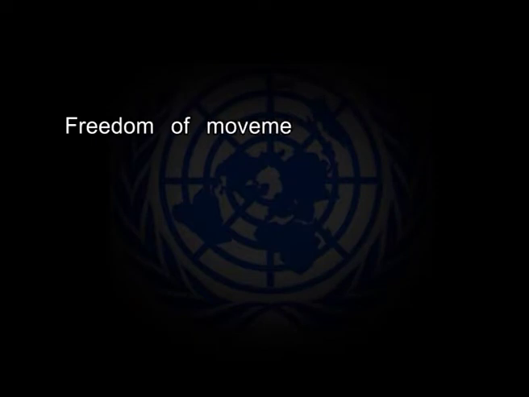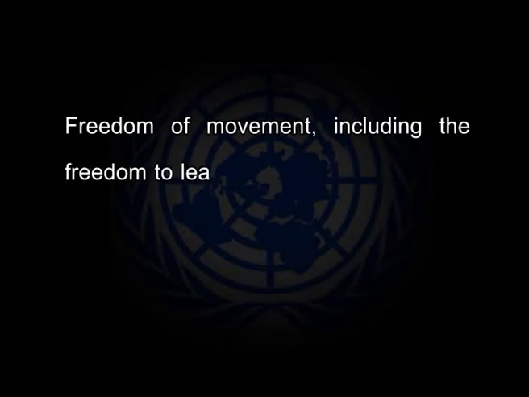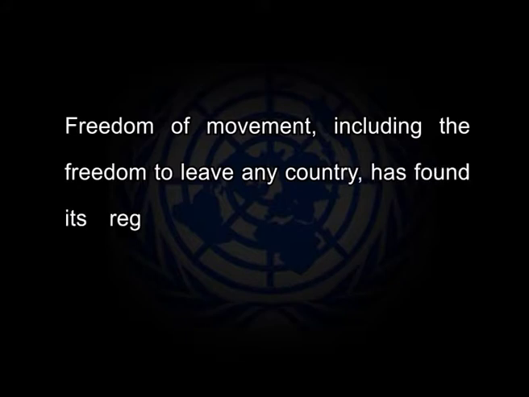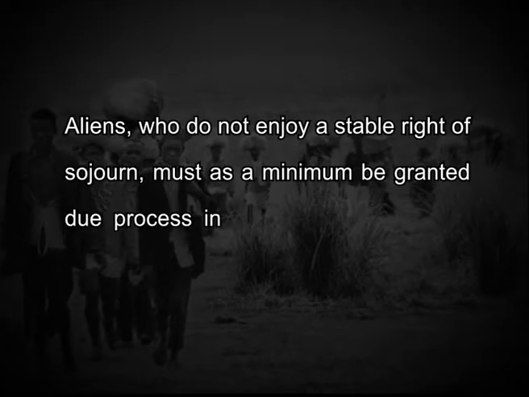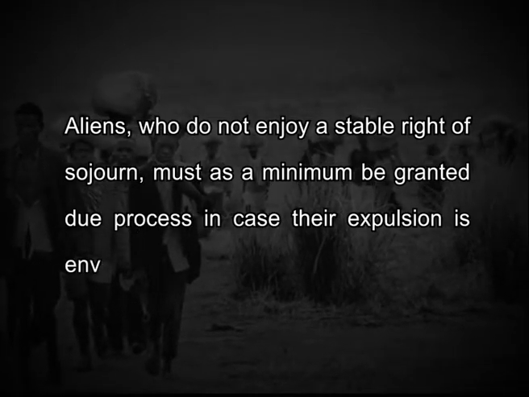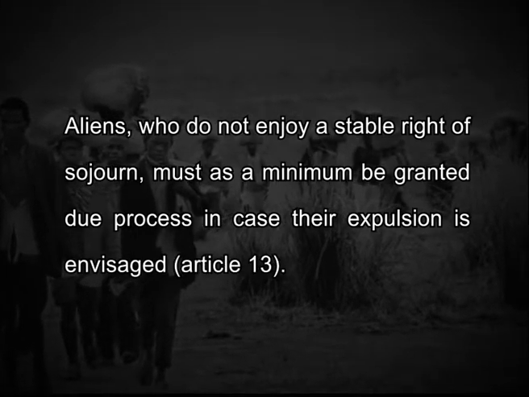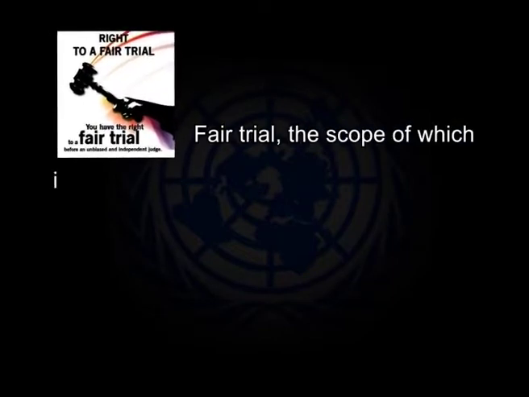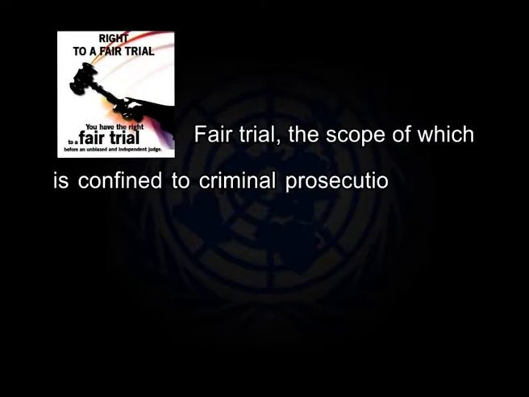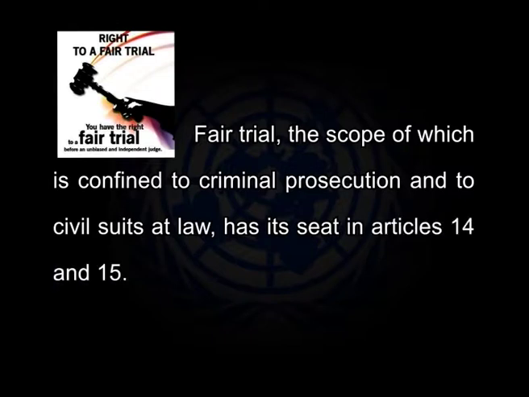Freedom of movement, including the freedom to leave any country, has found its regulation in Article 12 of the Covenant. Aliens who do not enjoy a stable right of sojourn must, as a minimum, be granted due process in case their expulsion is envisaged. It is there in Article 13. Fair trial, the scope of which is confined to criminal prosecution and to civil suits at law, has its seat in Article 14 and 15.